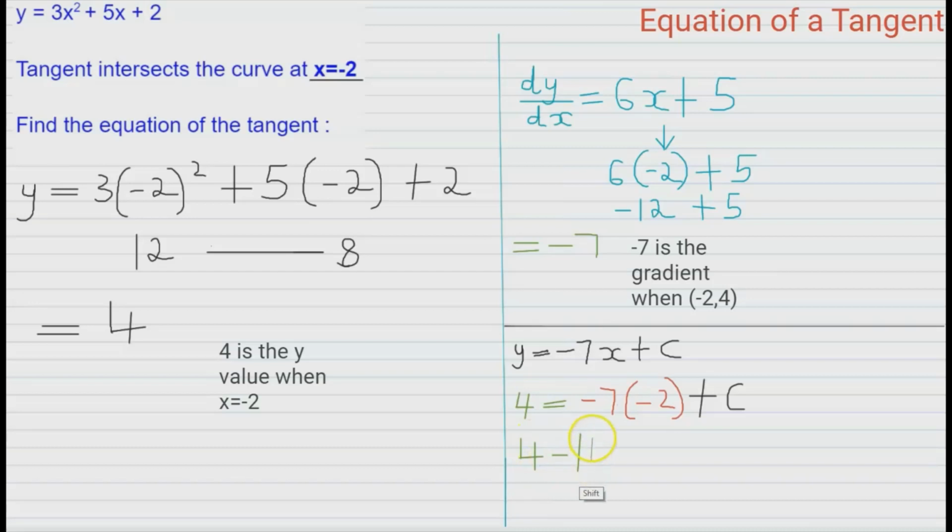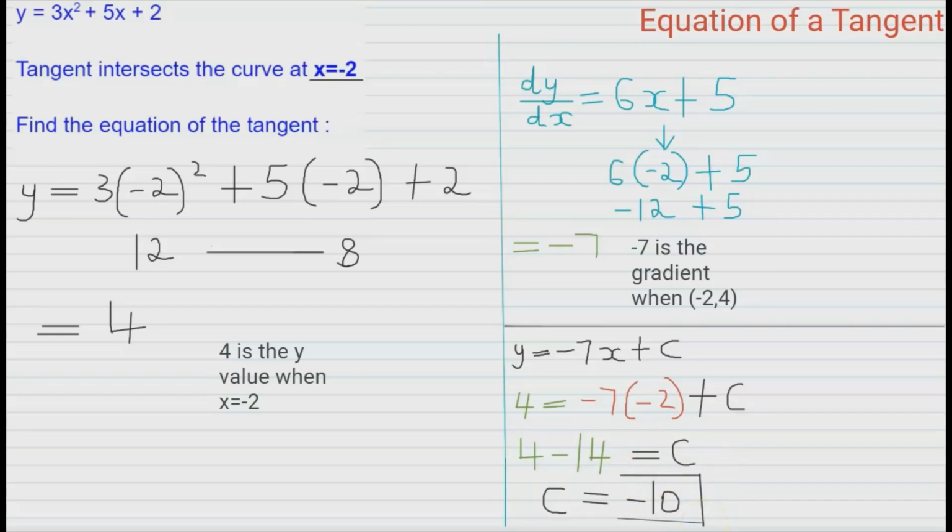I'm just doing this quickly, so there's less space available, so I don't want to write it out individually. And of course that would be equal to c, and therefore you know that c would be equal to minus 10. I'll just put a little box around that.